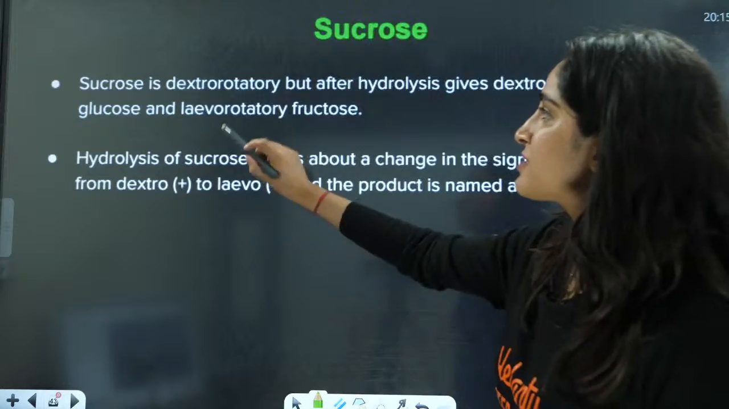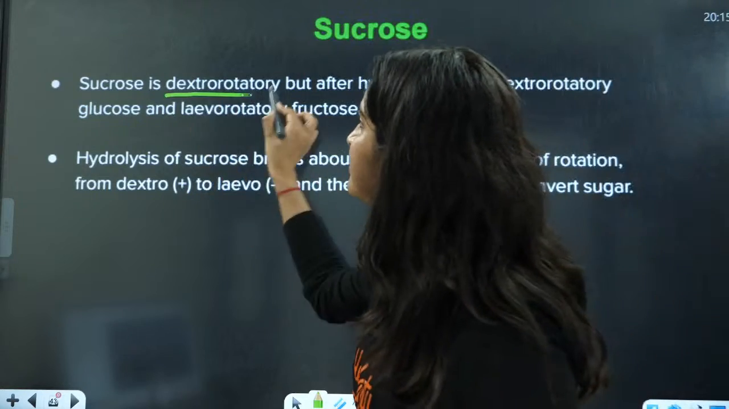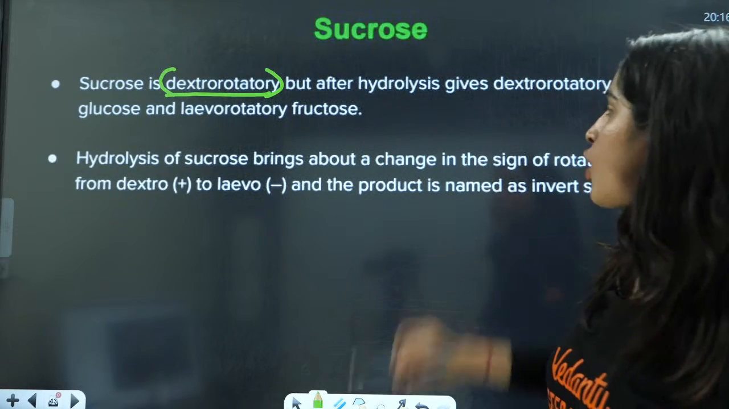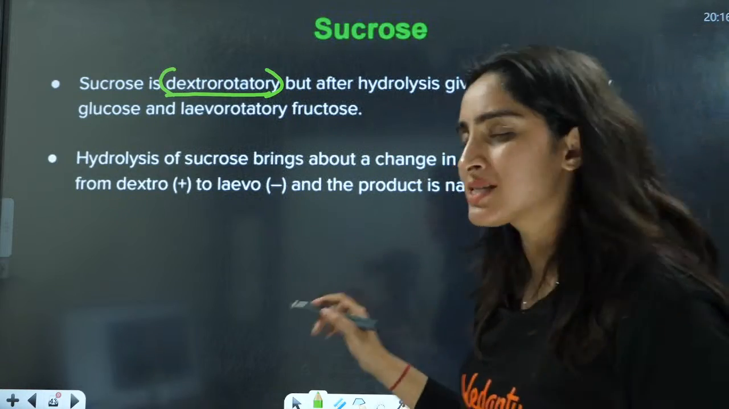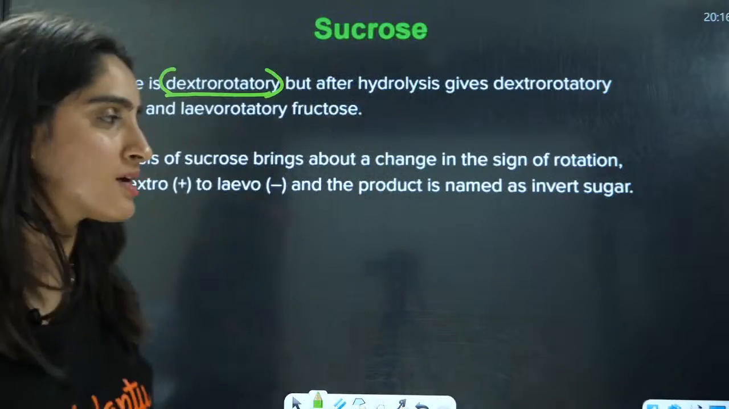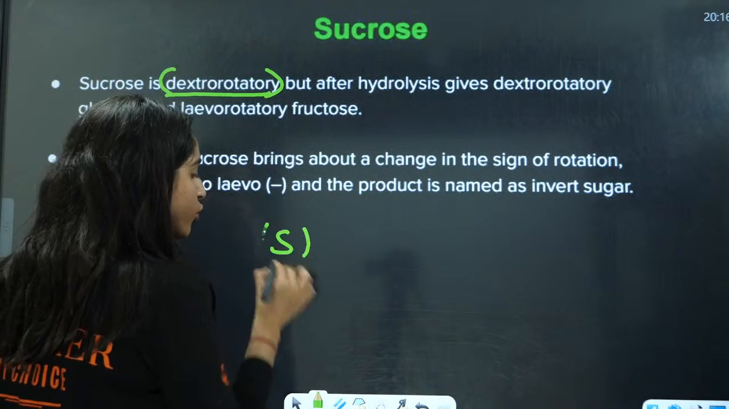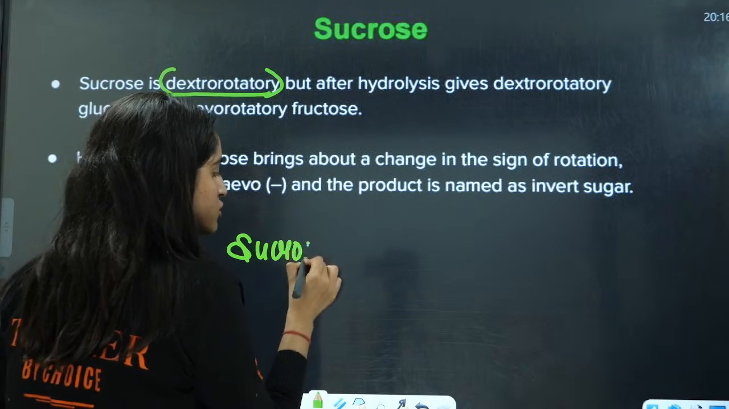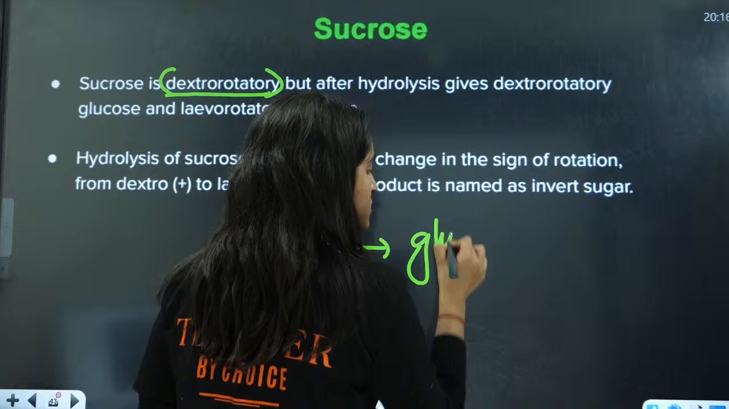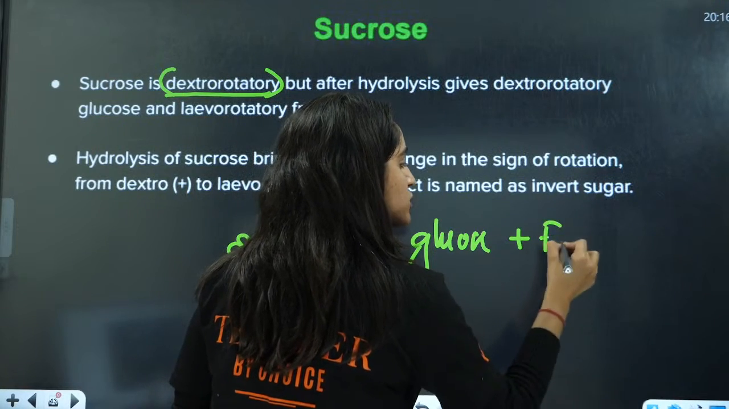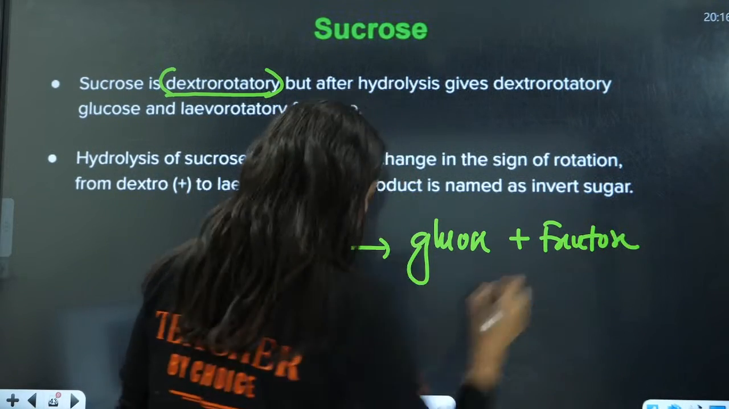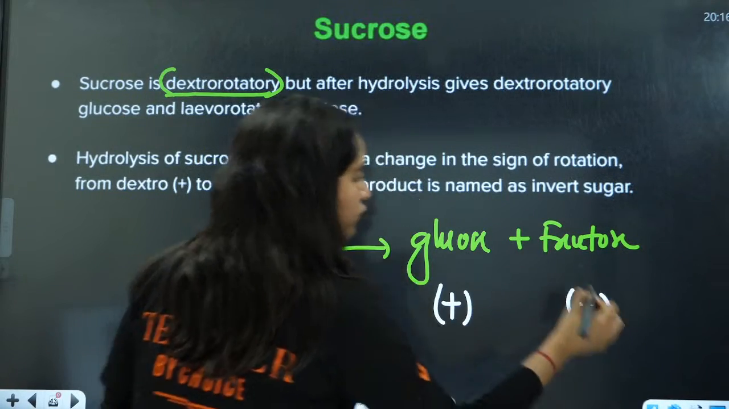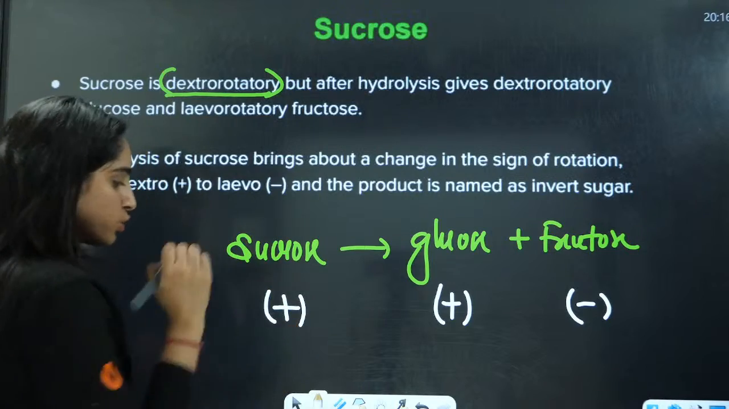Now let us see, what about sucrose? Sucrose is dextrorotatory. Now why is sucrose dextro? After hydrolysis, you will see, it is a very important question that is asked. Sucrose is dextrorotatory. This is sucrose, it gives rise to glucose and it gives rise to fructose. Now glucose is positive, that is dextrorotatory. Fructose is levorotatory.